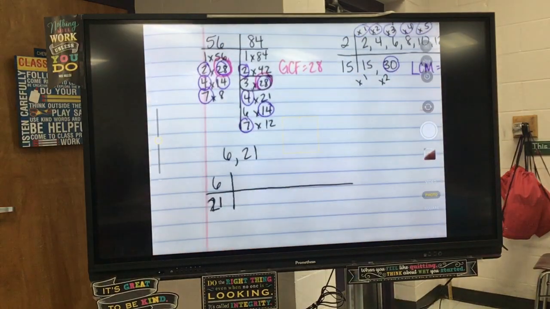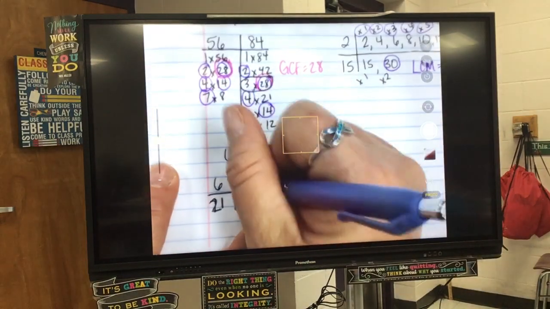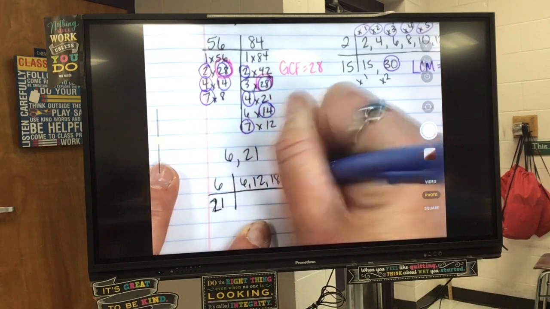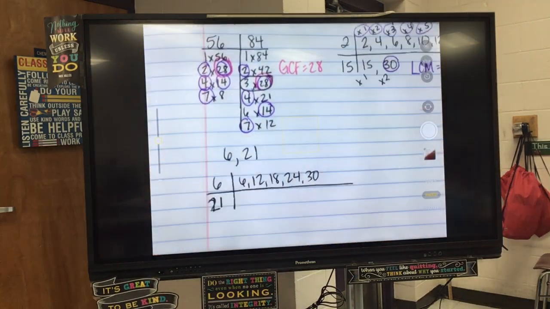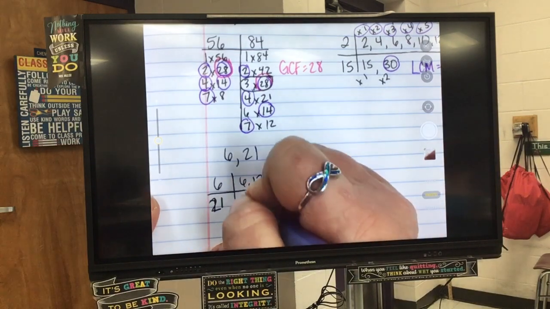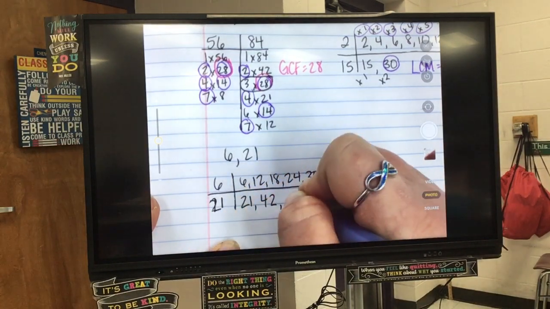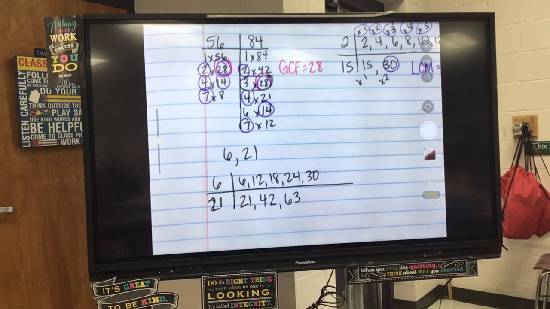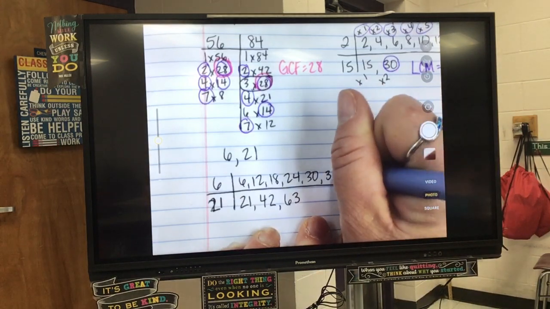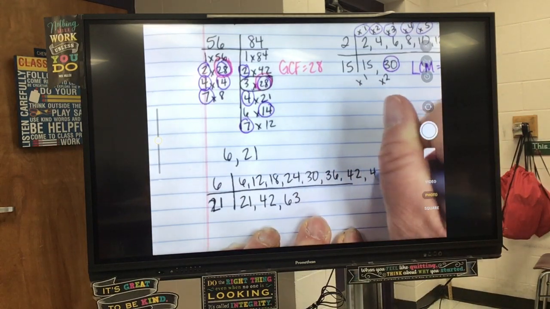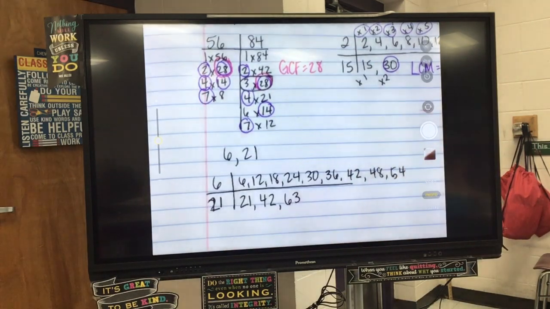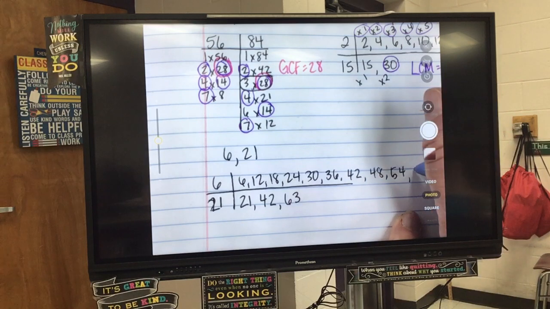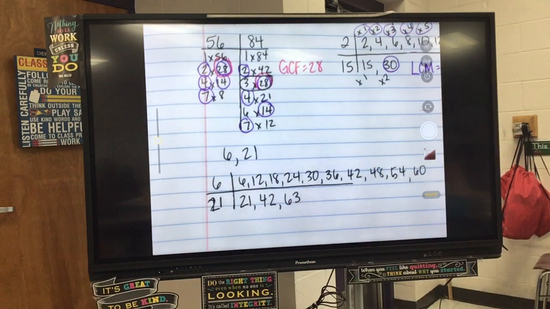Okay. All right. Let's go ahead and go over this one. So the first five multiples of 6. So we have 6, 12, 18, 24, 30. Y'all agree? Yes. Okay. So then I'm going to do 21, 42, was it 63? Yes. I'm going to stop right there because clearly, I don't need to keep going with my bottom numbers because my top numbers are so much smaller right now. So I'm going to do another 5. I'm going to do 36, 42, 48, 54, 60.